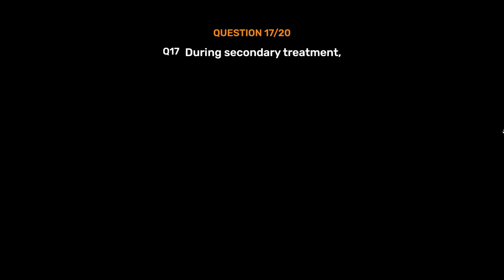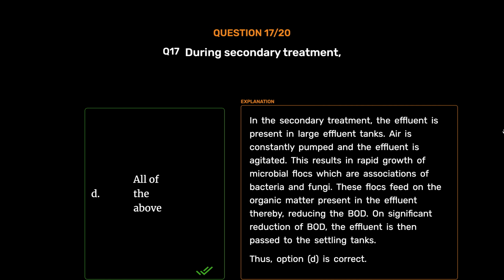all of the above. In the secondary treatment, the effluent is present in large effluent tanks. Air is constantly pumped and the effluent is agitated. This results in rapid growth of microbial flocs, which are associations of bacteria and fungi. These flocs feed on the organic matter present in the effluent, thereby reducing the BOD. On significant reduction of BOD, the effluent is then passed to the settling tanks. Thus, option D is correct.